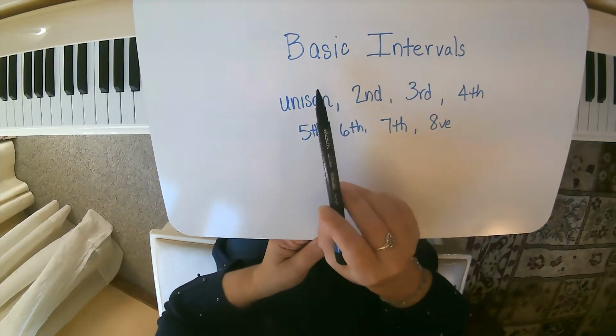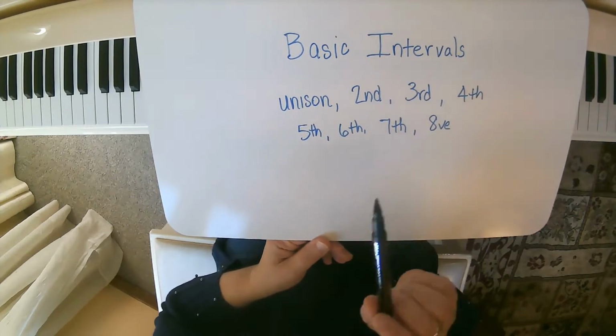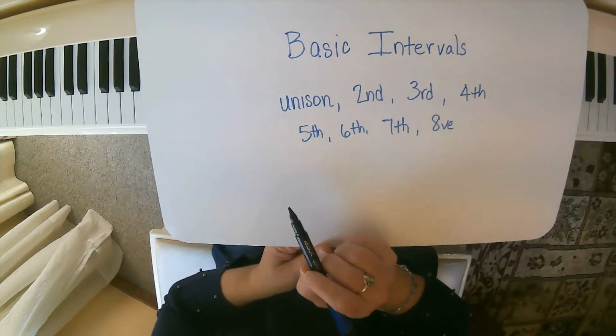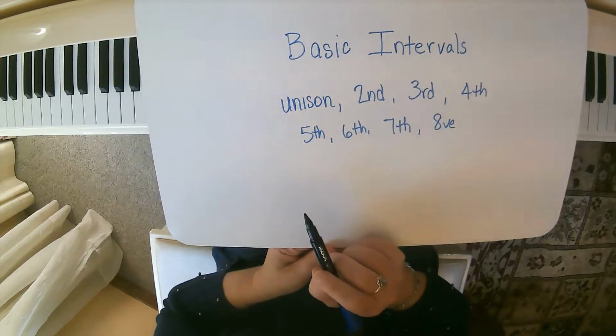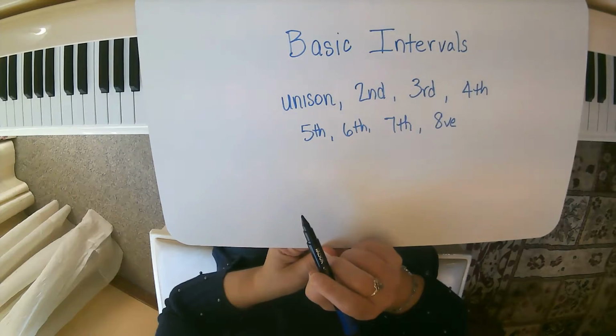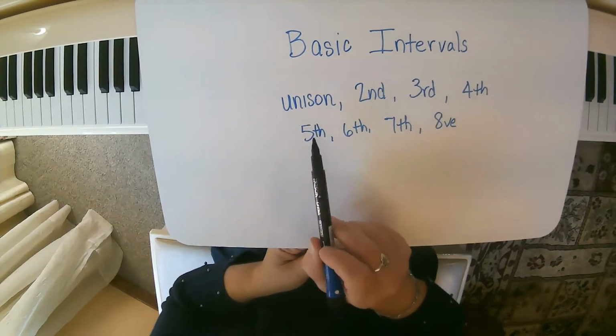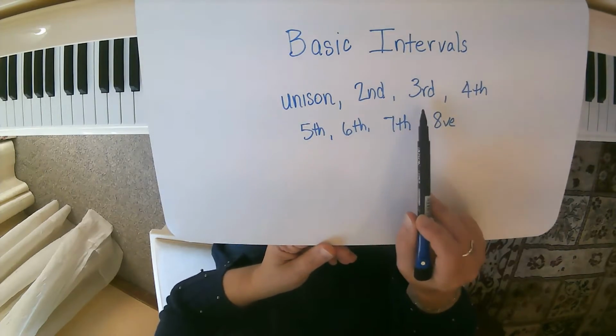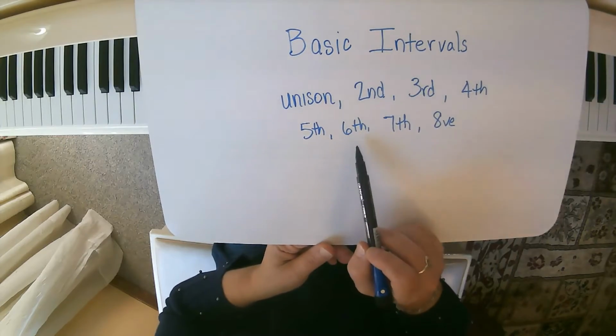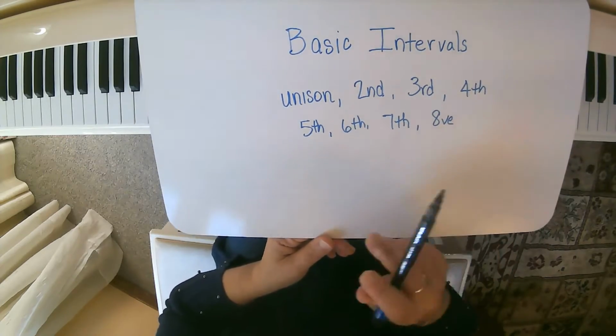This video covers basic intervals. Intervals are our way of measuring distances between two notes, either on the keyboard or on the music staff. Basic intervals are unison, second, thirds, fourth, fifth, sixth, sevenths, and octaves.